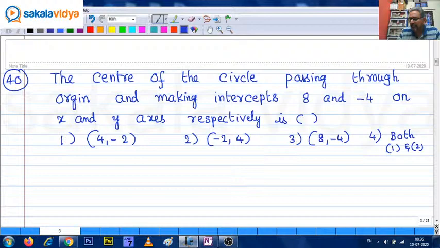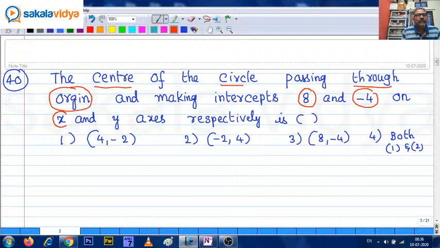That means first option, second option both are correct. So that means we need to find out the center of the circle passing through origin. This is an important point. Keyword: origin, and making intercepts 8 and minus 4 on x-axis and y-axis respectively. The center of the circle we need to find out.